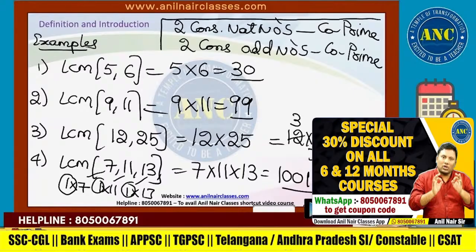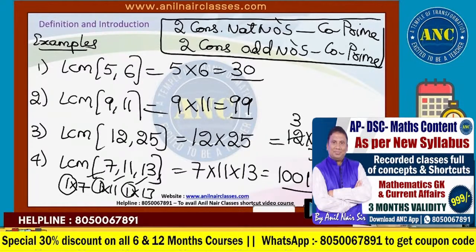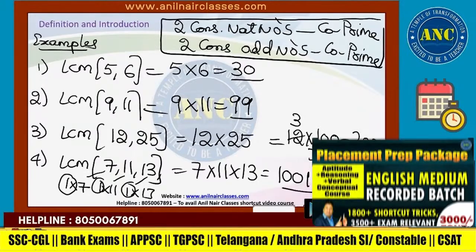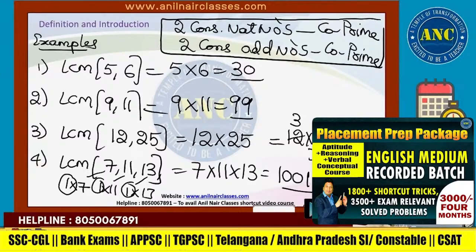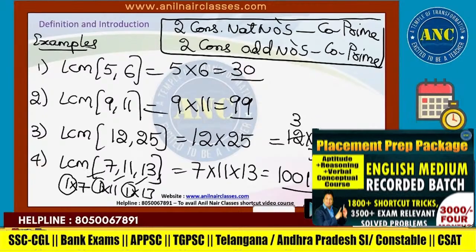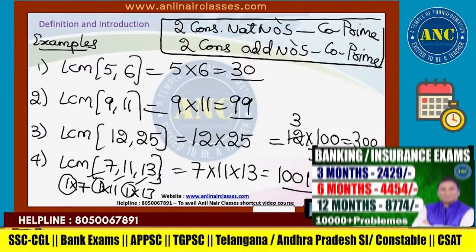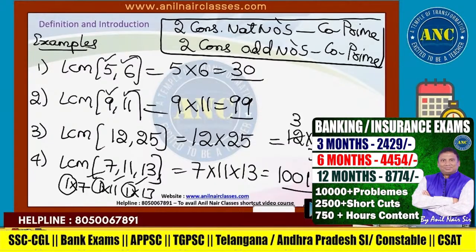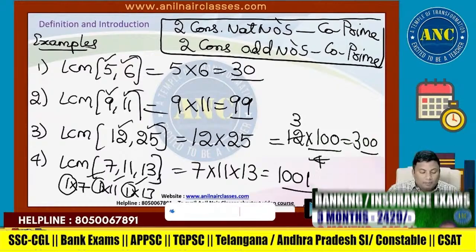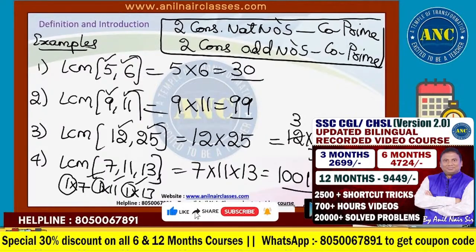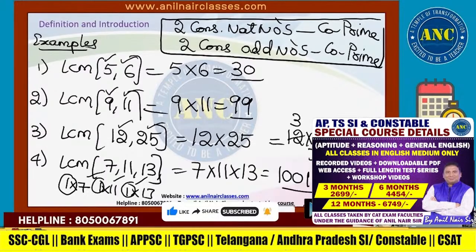Two consecutive natural numbers always form a co-prime set. Two consecutive odd numbers always form a co-prime set. I took two primes, one prime and one composite, and two composites. These are the varieties we will do. Somebody has asked me a question: what is a composite number?